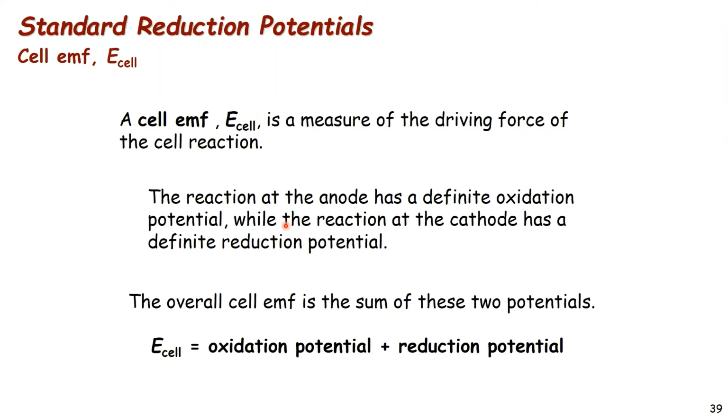Now, again, we're not going to use this equation. That's why it's not in a blue bubble. But the overall cell EMF is simply the sum of the oxidation potential plus the reduction potential. But we're going to find out that the tables that list these potentials only list the reduction potentials. So that's why I'm saying we're not going to use this equation. This is the real equation. The oxidation potential plus the reduction potential is equal to the cell potential.